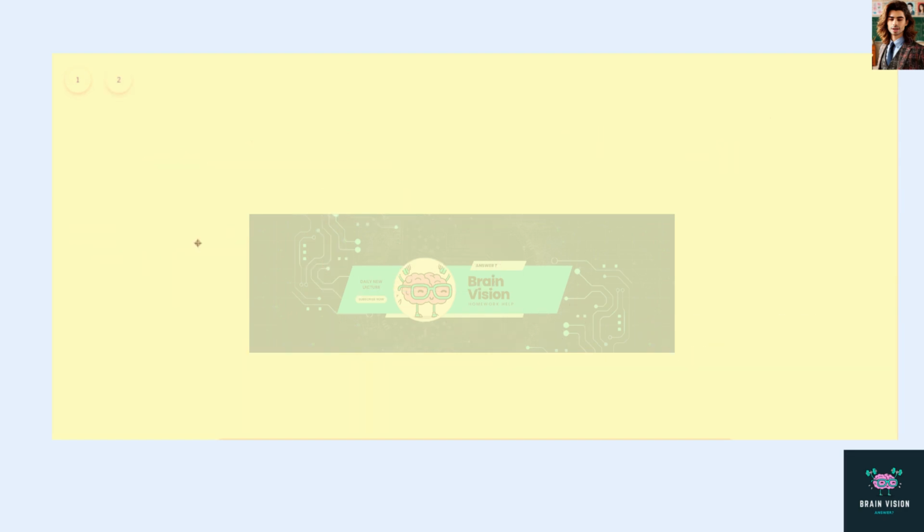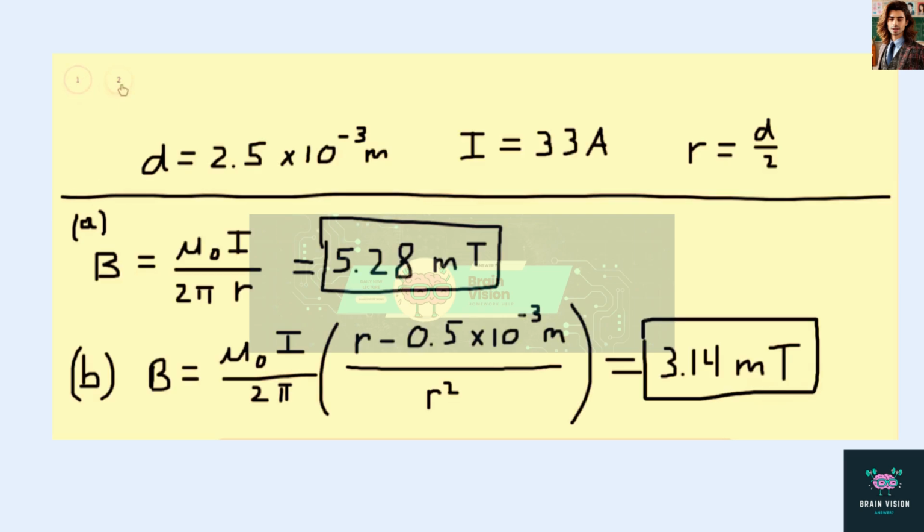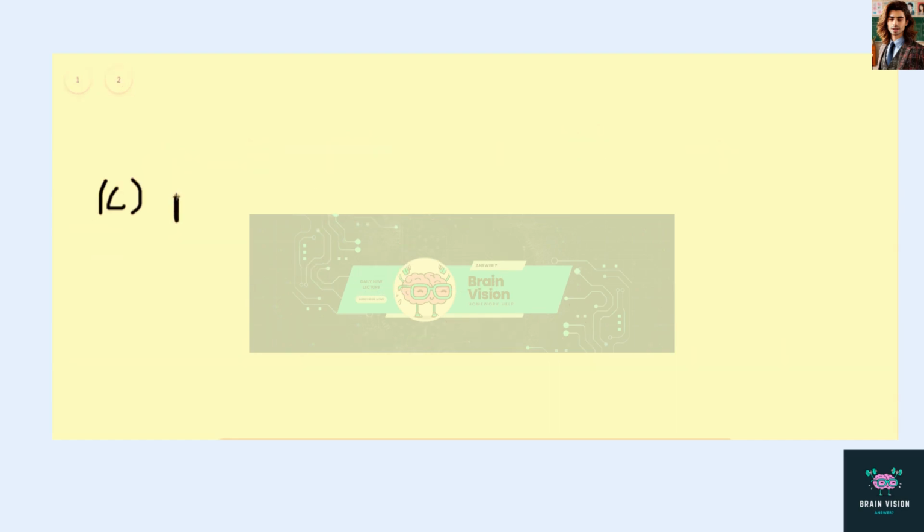And then for part C, we're asked to find the magnetic field 2.5 millimeters above the surface of the copper wire. So again, 2.5 millimeters is the same as our distance d, but just coincidentally here. So this magnetic field B is going to be equal to mu naught times the current I divided by 2 pi again. And this time it's multiplied by the distance d that we are above the surface plus the distance we are from the center.